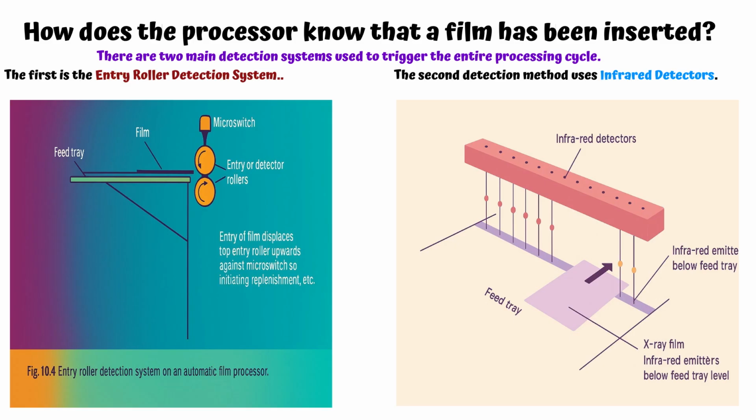By combining the length and width measurements, it calculates the film's total area. This information enables the microprocessor to dispense precisely the right amount of developer and fixer replenisher, ensuring efficient chemical use and consistent image quality with every film processed.